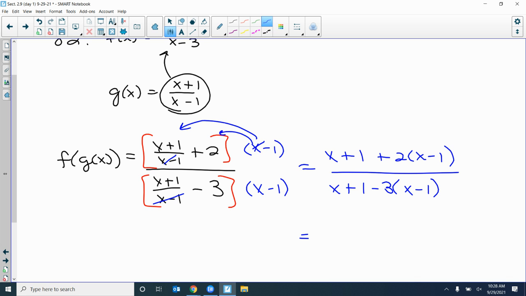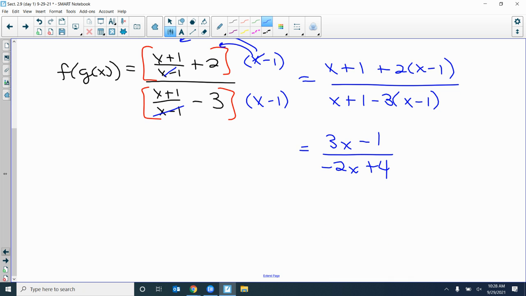So I don't have any fractions. 2x plus x is 3x. Negative 2 plus 1 is minus 1. Negative 3x plus x is minus 2x. Positive 3 plus 1 is plus 4. So you get there quicker if you don't make a mistake.